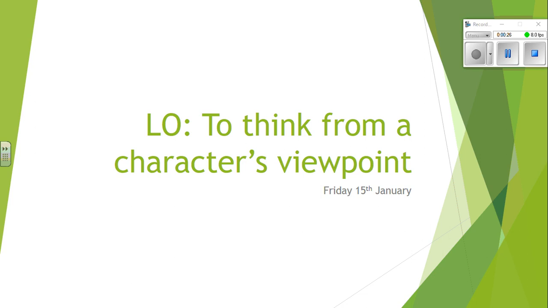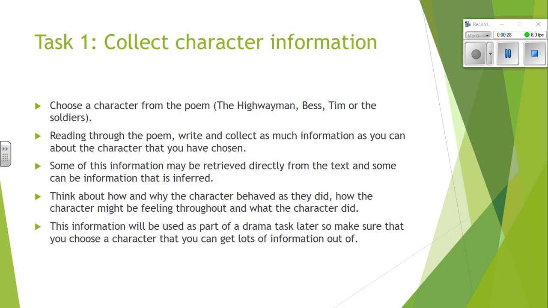Okay, so for the first task today, Year 5, I would like you to collect character information. So first of all, I want you to choose a character from the poem. So that might be the highwayman, Bess, Tim, or the soldiers. I don't mind, that's absolutely fine. And then when you're reading through the poem, I want you to write and collect as much information as you can about the characters you have chosen.